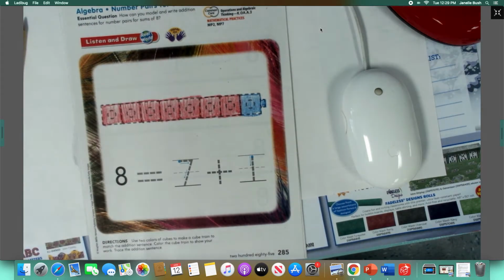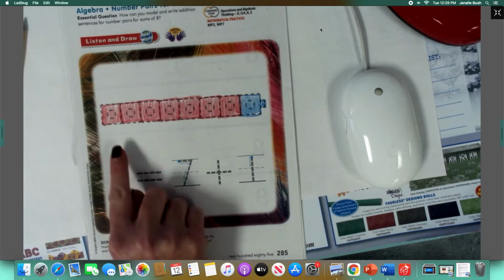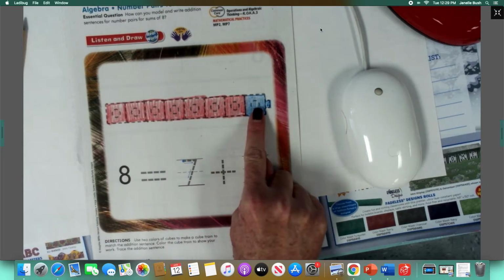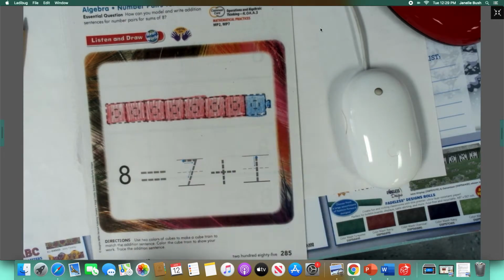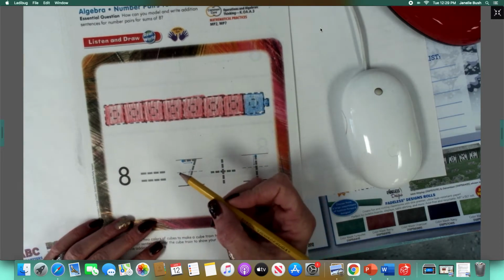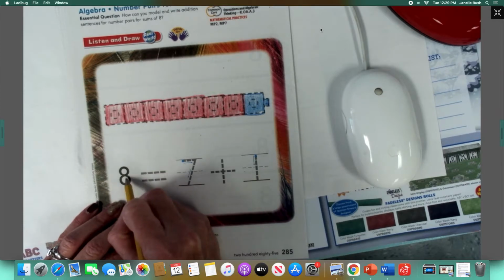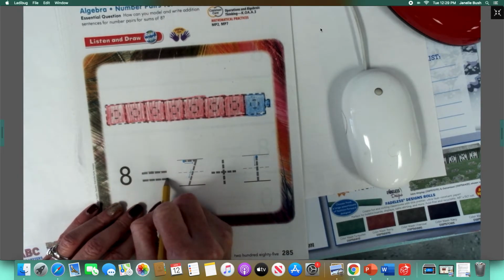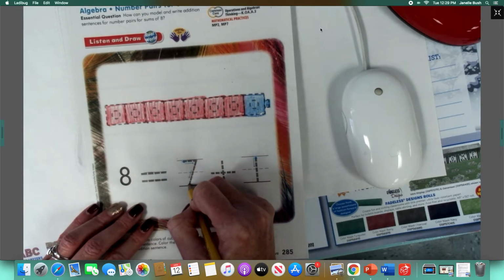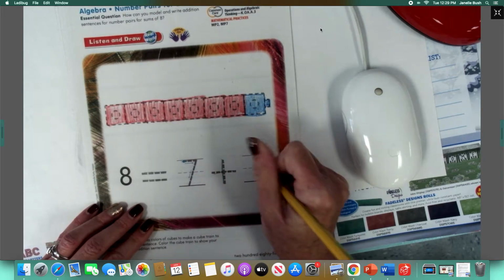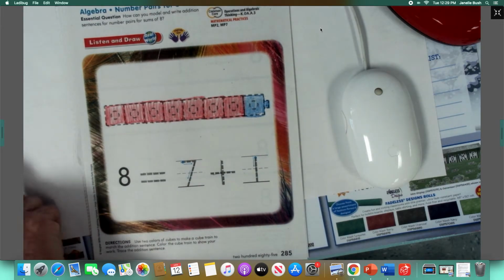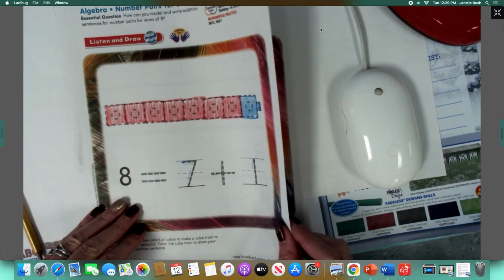Okay, so now our cube train shows 7 cubes plus 1 cube equals 8 cubes. Now you're going to go in with your pencil and trace the addition sentence. So 8 equals 7 plus 1. Good job. Okay, let's flip our paper over to the other side.